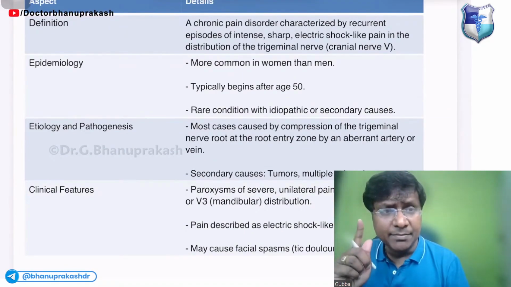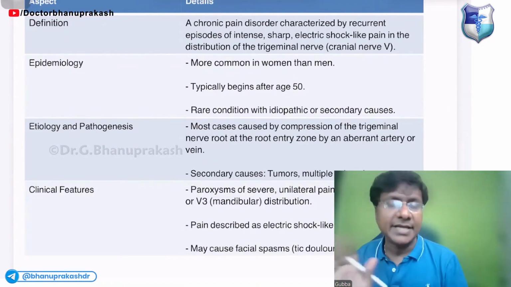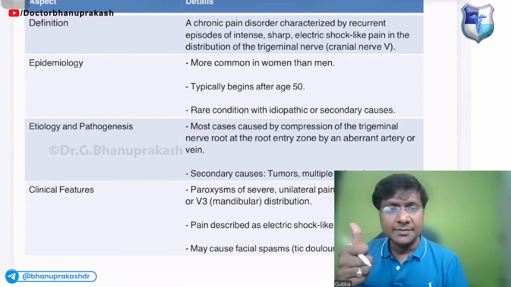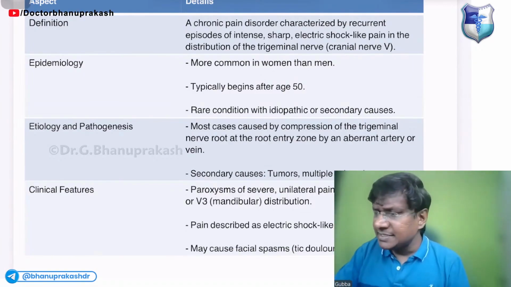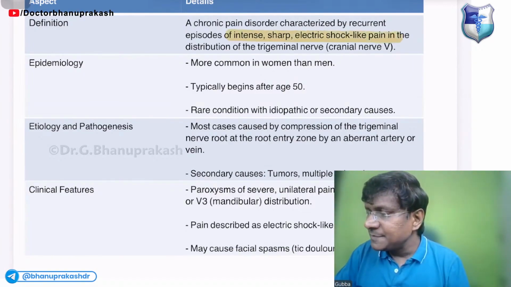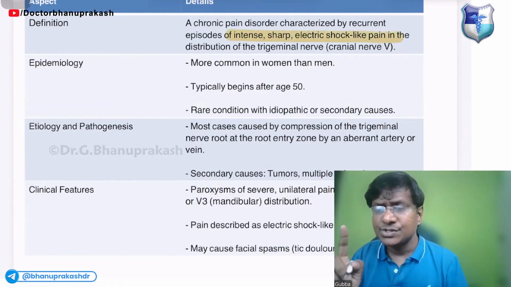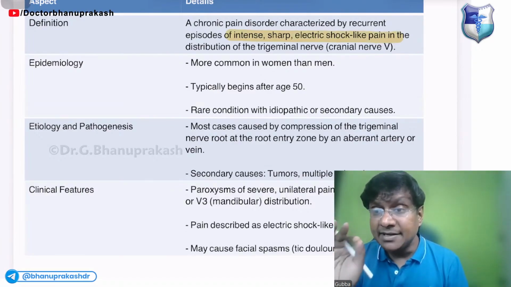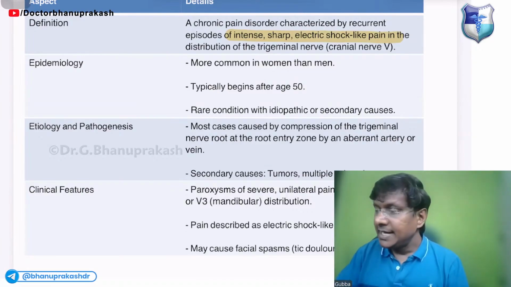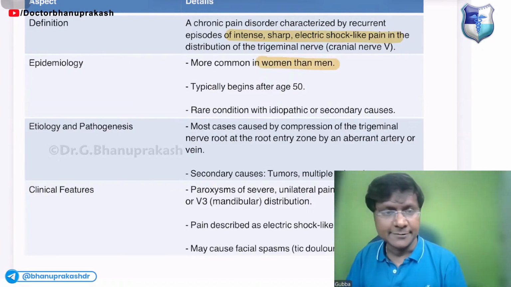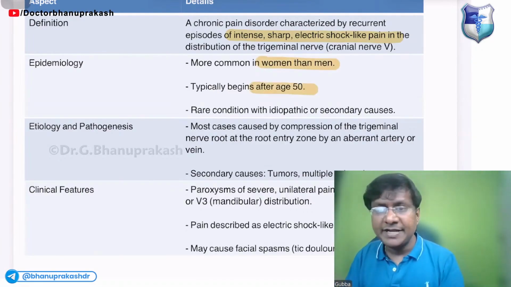There is damage to all the three branches of the trigeminal nerve: ophthalmic, maxillary, and mandibular. Motor involvement will be there, sensory involvement will be there. Characteristic presentations will be, these patients present with intense, sharp, electric shock-like sensation in the distribution of the trigeminal nerve. And it is more common in women rather than men. And it is very typical at the age group of 50 years.